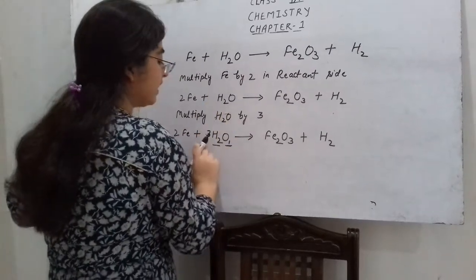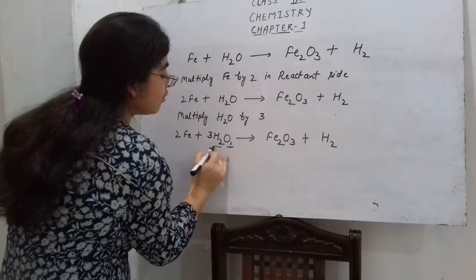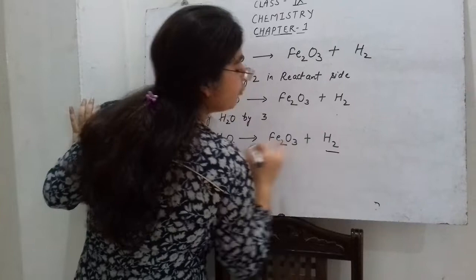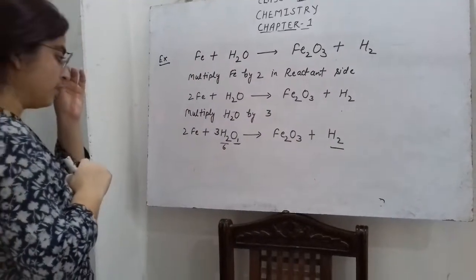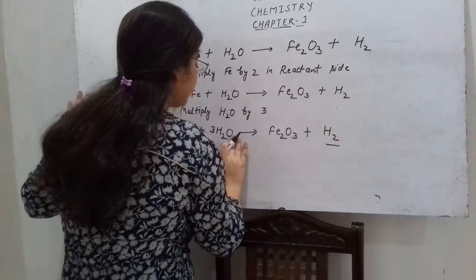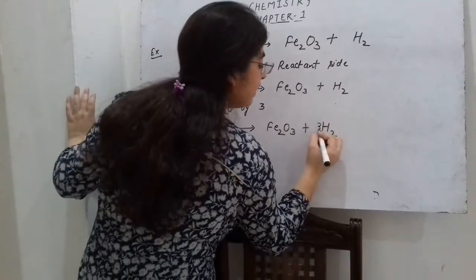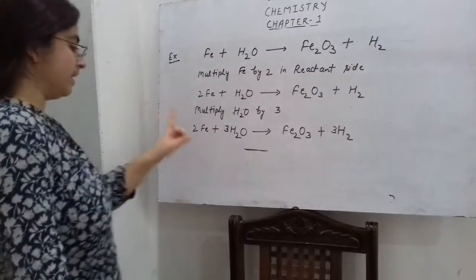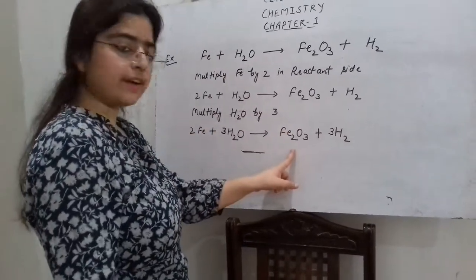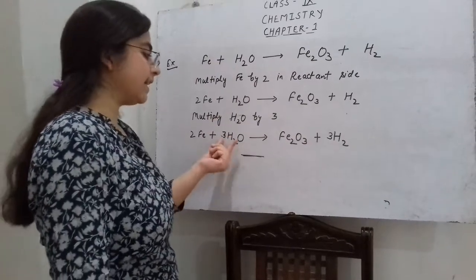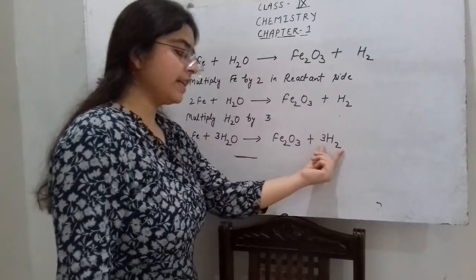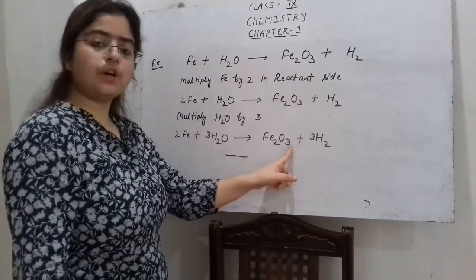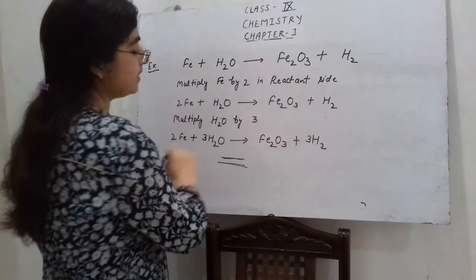ऑक्सीजन एटम्स तो बैलेंस्ड हैं, लेकिन अब रिएक्टेंट साइड में हाइड्रोजन एटम्स कितने हो गए? 6 हो गए. 6 hydrogen atoms are there, whereas in the product side only 2 atoms of hydrogen are there. So what we will do? We will multiply by 3 in the product side, and now the given equation is balanced. 2 atoms of iron, 2 atoms of iron, 3 2s are 6, 6 atoms of hydrogen, 3 2s are 6, 6 atoms of hydrogen both the sides, 3 atoms of oxygen and 3 atoms of oxygen. So finally the given equation is balanced.